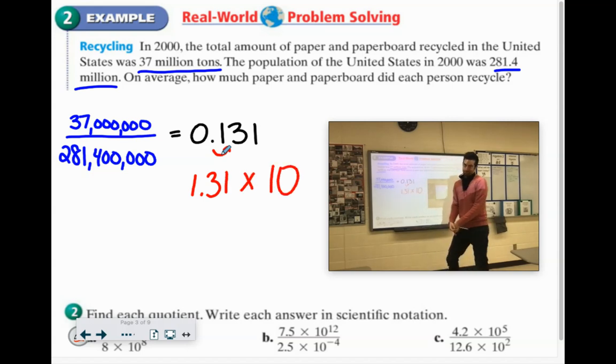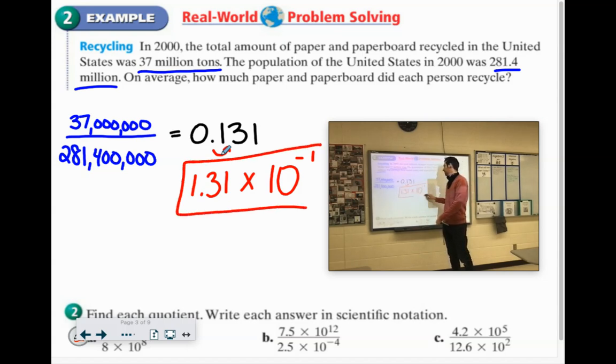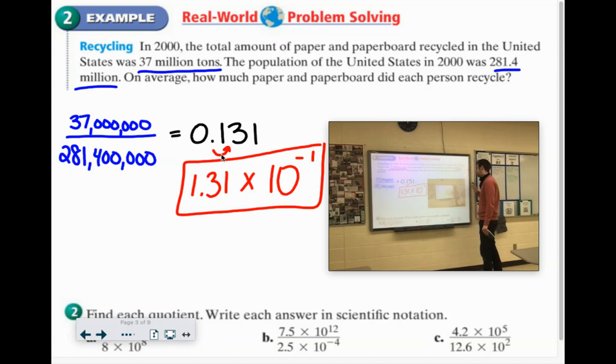Now, that's a small number, right? Which indicates that our exponent will be negative. How far did we move that decimal from where it was to where it is? We moved it one place. So it would just be times 10 to the negative first. That, to me, is the easiest way to do that problem.